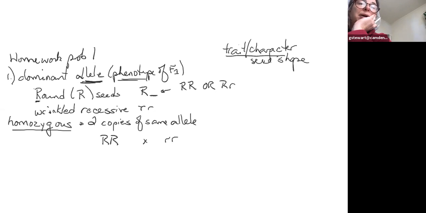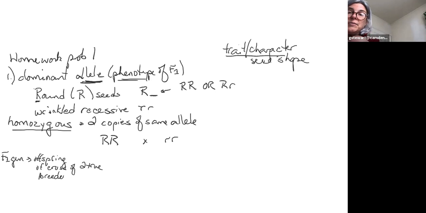Now it says, draw a Punnett square to determine the phenotypes and genotypes of the F1 generation. Remember, the F1 generation stands for first filial generation, or the babies, the offspring of a cross of two true breeders, or what we would refer to as P, the parent generation, which are always the parents. If we're starting with true breeders, we call the parents true breeders. They're always true breeders, which means two copies, which means homozygous.